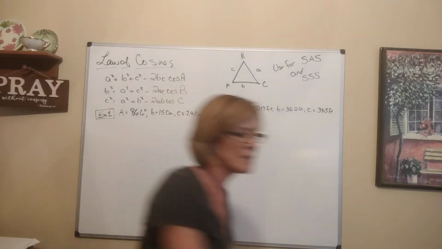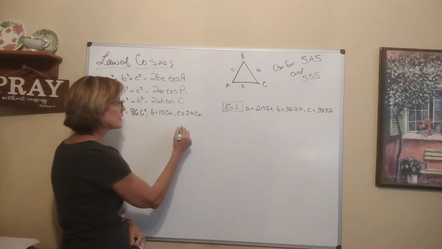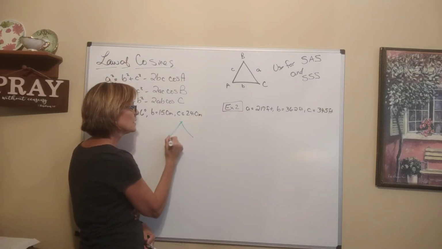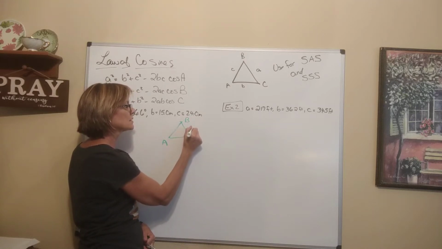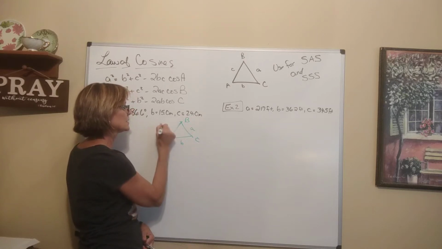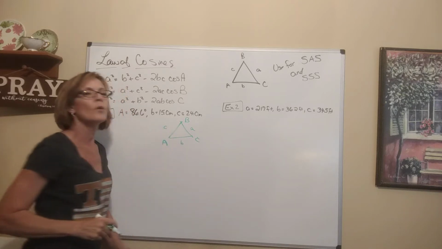All right, so example 1, this is what they give us. If you don't have a picture, draw yourself a triangle, any triangle. So here's the one I'm going to draw for this one. This is A, this is B, and this is C. This is little a, this is little b, and this is little c.